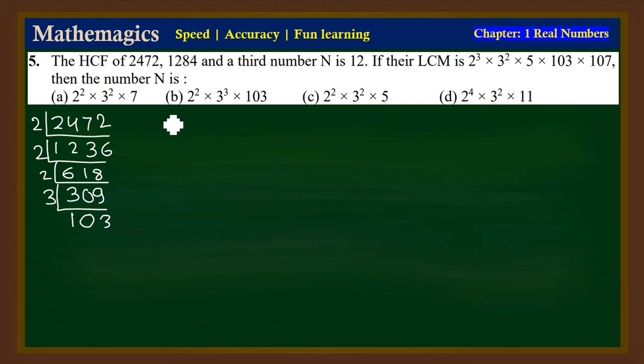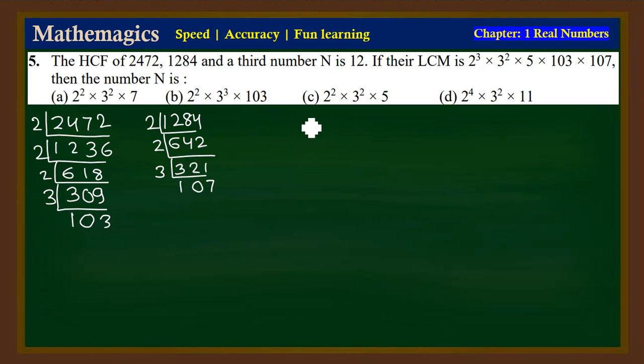Now the next number is 1284. Again we have to factorize. 2 will go, 2 sixes, 2 fours, 2 twos. Again 2 will go, 2 threes, 2 twos, 2 ones. Again the number will be divisible by 3. So 3 ones, 3 zeros, 21, 3 sevens are 21. Now the thing is stopped.